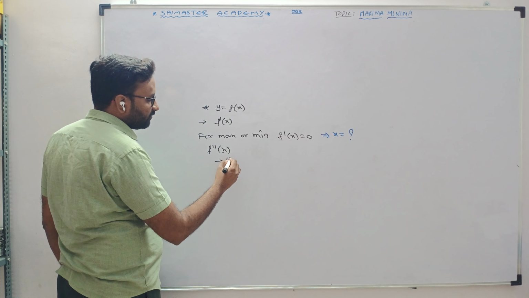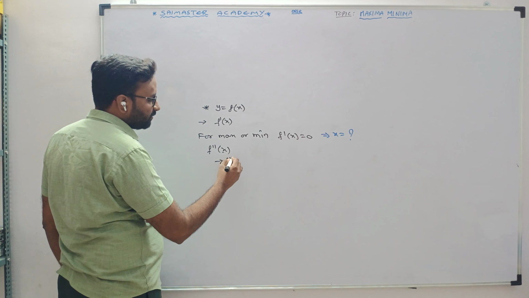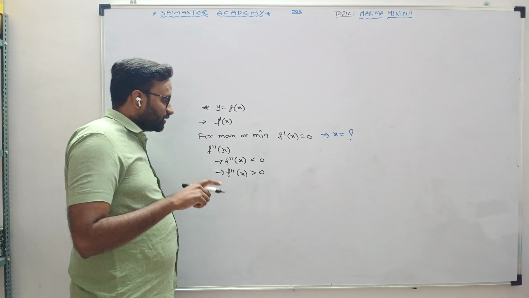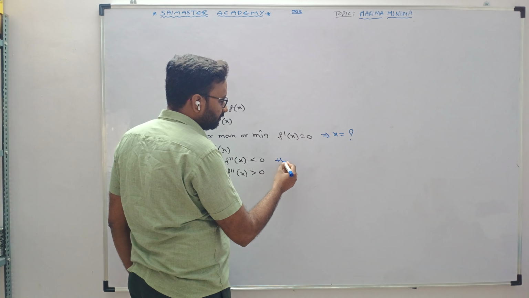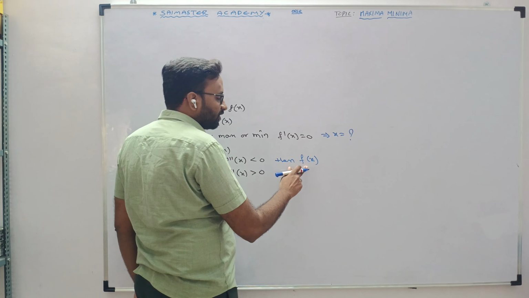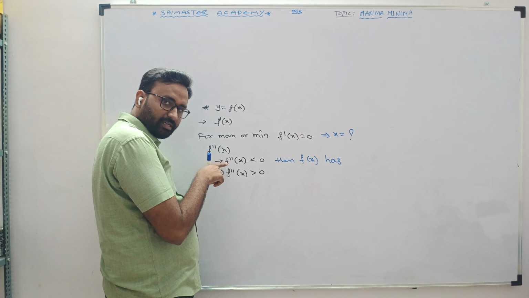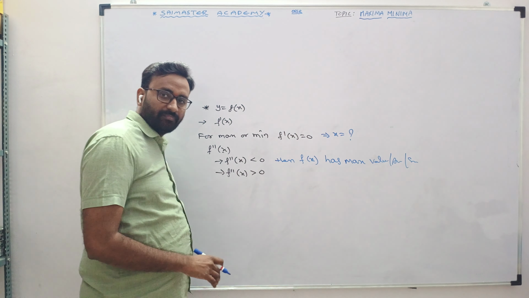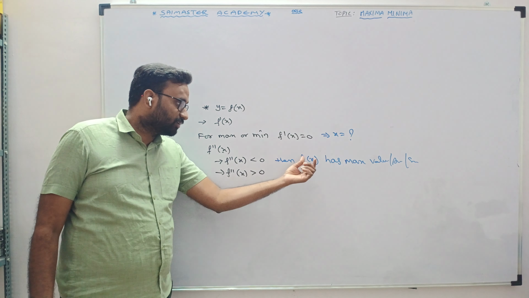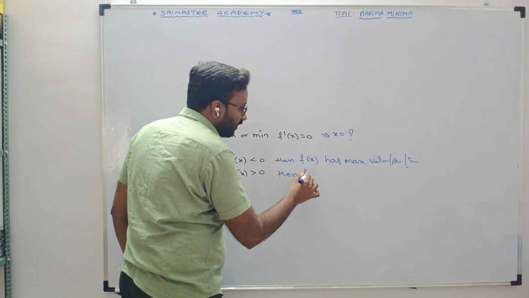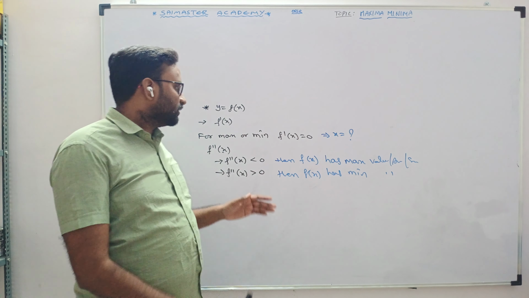There you will get two cases. First case, after substituting x you will get f double dash of x less than 0, or f double dash of x may be greater than 0. So from these two you will get one of the cases. Suppose f double dash of x is less than 0, then this function we are discussing has, since less than 0 means negative, remember, a maximum value or area or surface area, whatever it is. If f double dash of x is less than 0, then f of x has a maximum. If f double dash of x is greater than 0, then f of x has a minimum value, area, surface area, whatever it is. Okay, so these are the steps.